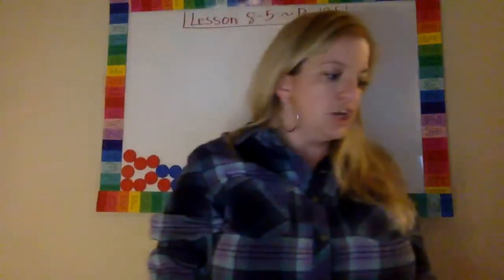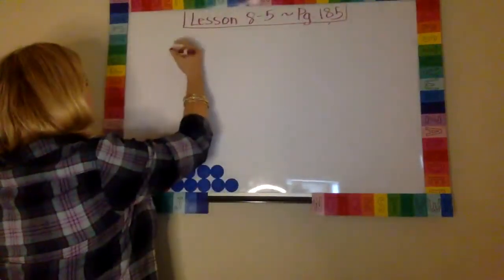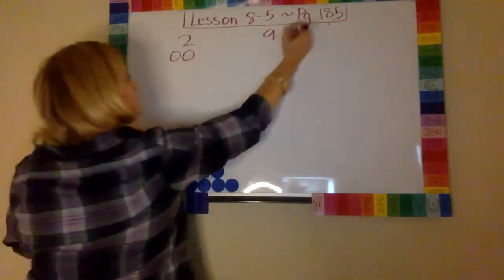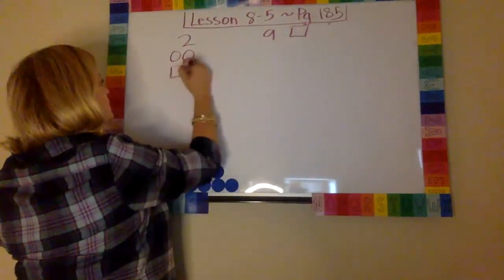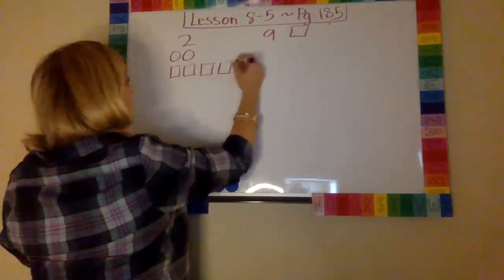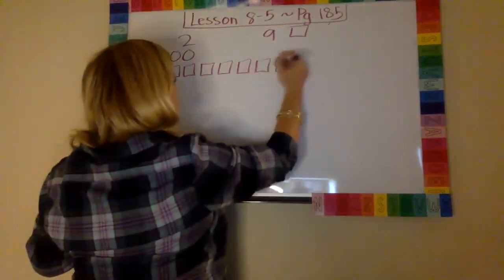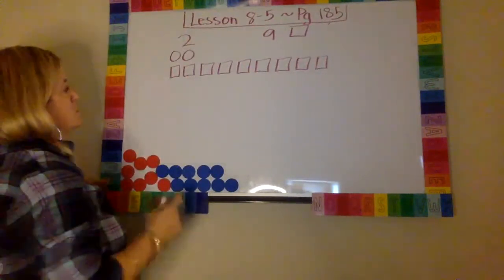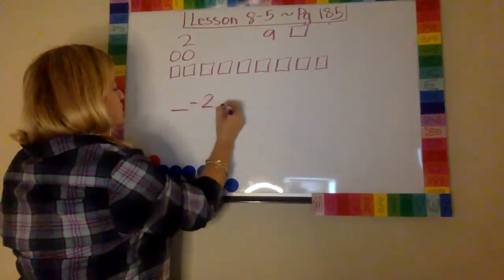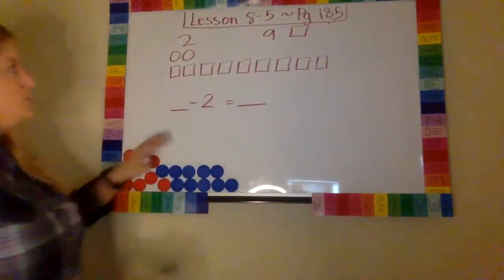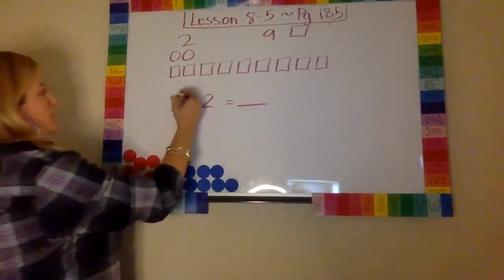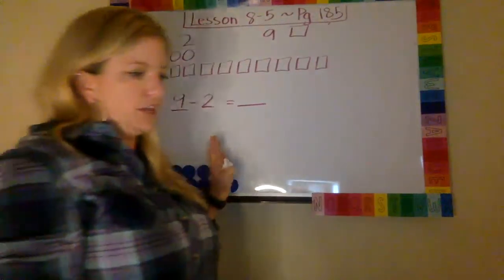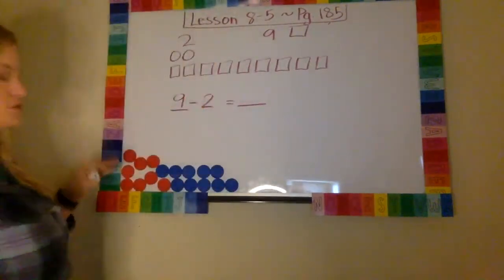Okay. 2 circles. 1, 2. 9 squares. 1, 2, 3, 4, 5, 6, 7, 8, 9. Whew. So in the book it says blank minus 2 equals blank. You're going to put the largest number up here, which is 9. So if you have 9 squares, how many fewer ones are circles?